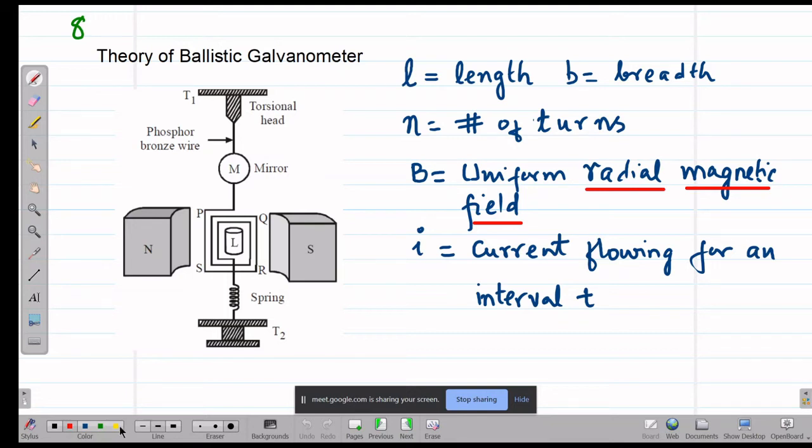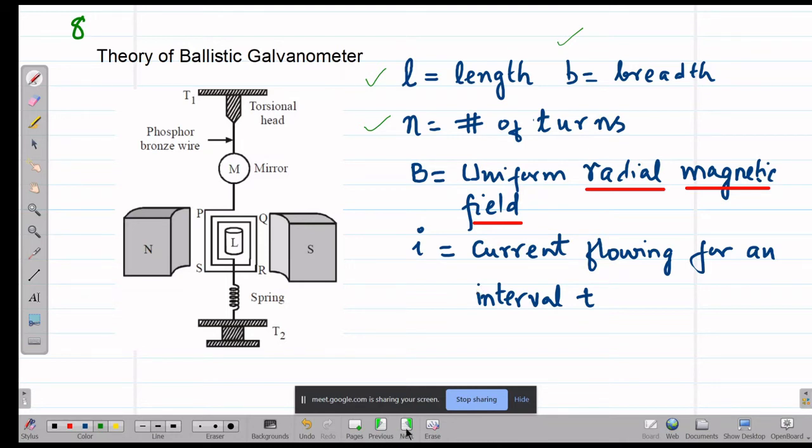Let us look at the steps. They are very simple and straightforward. Let us assume that our coil has a length L, a breadth B, and number of turns N, small n, and it is placed in a uniform radial magnetic field. And let a current I flow through this coil for an interval of time t. T will be very small.